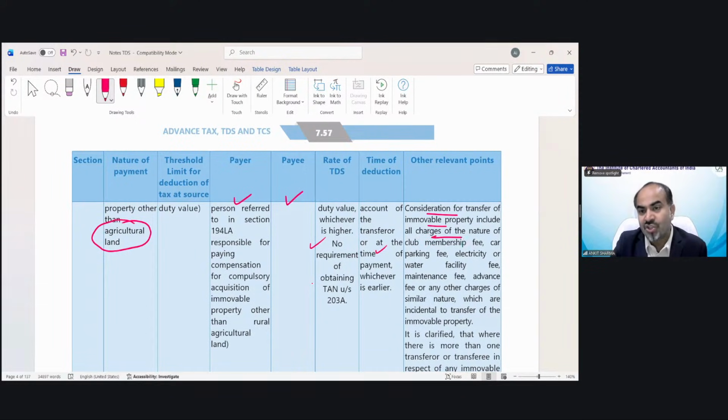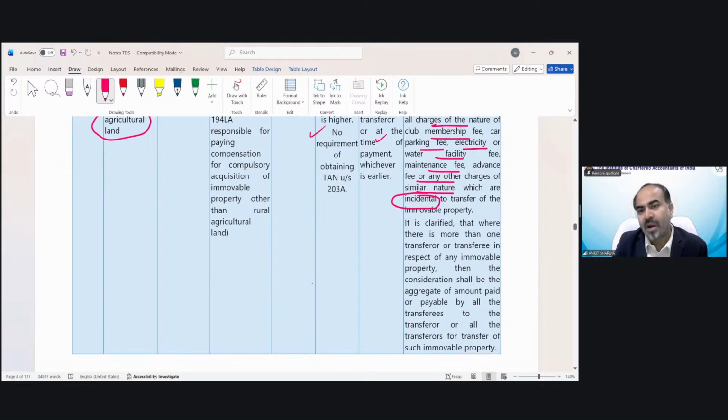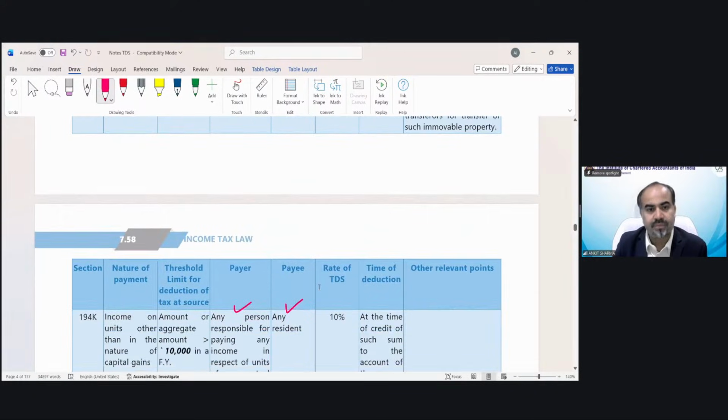So if there are any charges like parking facility, membership fees, electricity, water facility, maintenance fees, advance fee, or similar nature which are incidental, that means necessary for transfer of property, then that would also form part of your consideration.